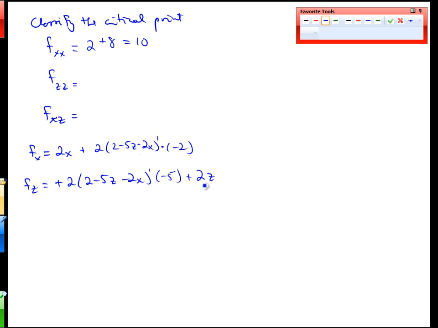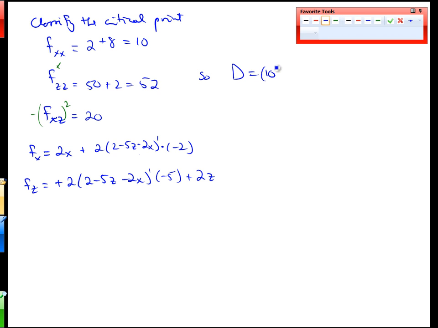We have 2 over here, but we also have 10, we have 50 here. 50 plus 2, 52. Oops, that's up here. That's the pure z derivative. Our mixed partial derivative, take the z derivative of this, it's minus 4 times minus 5 is plus 20. And that's it.